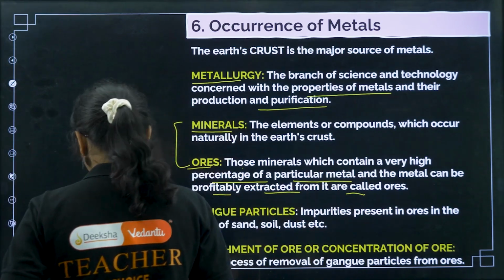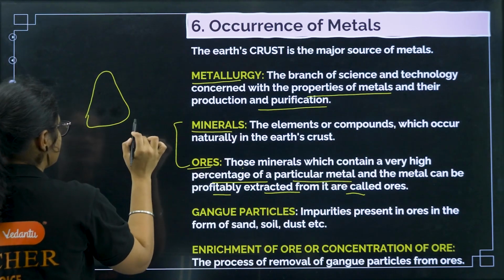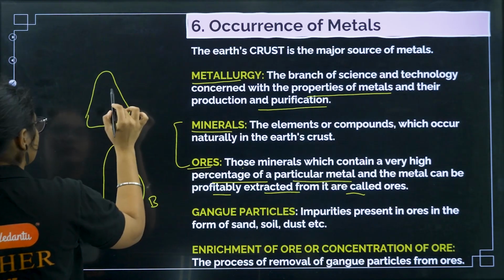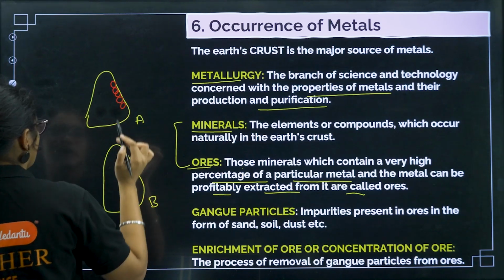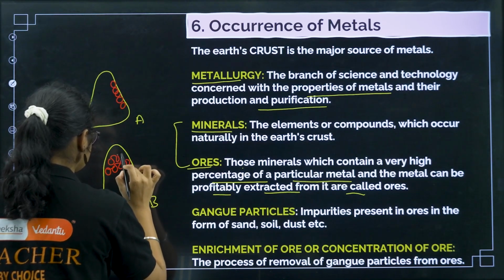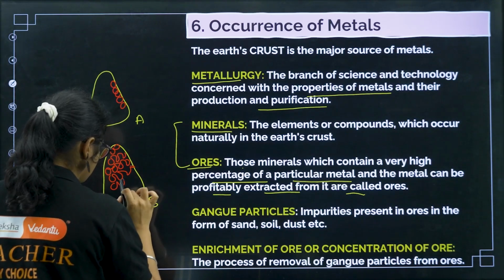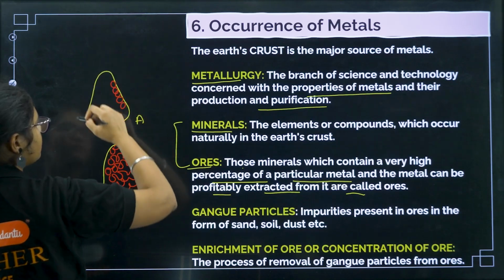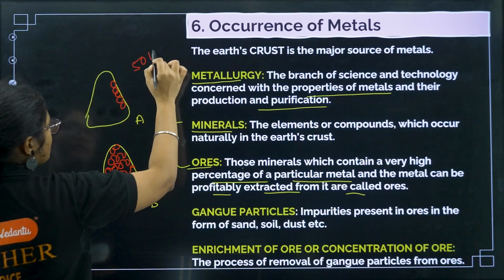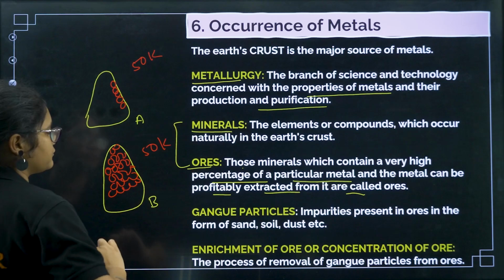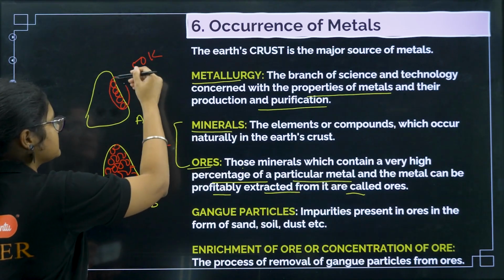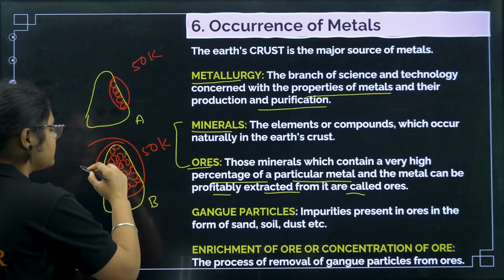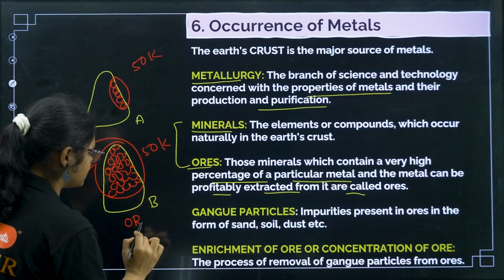Now let me take an example. Suppose you have a mineral A, okay, and here you have mineral B. In mineral A you have metals like this, and in mineral B you have metals like this. Now, suppose to remove this mineral you need 50,000 rupees, and for this one also you need 50,000 rupees. But here you will get only this much amount of metal, whereas in this you can get this much amount of metal, right? So this is more profitable. So this mineral can be called an ore.